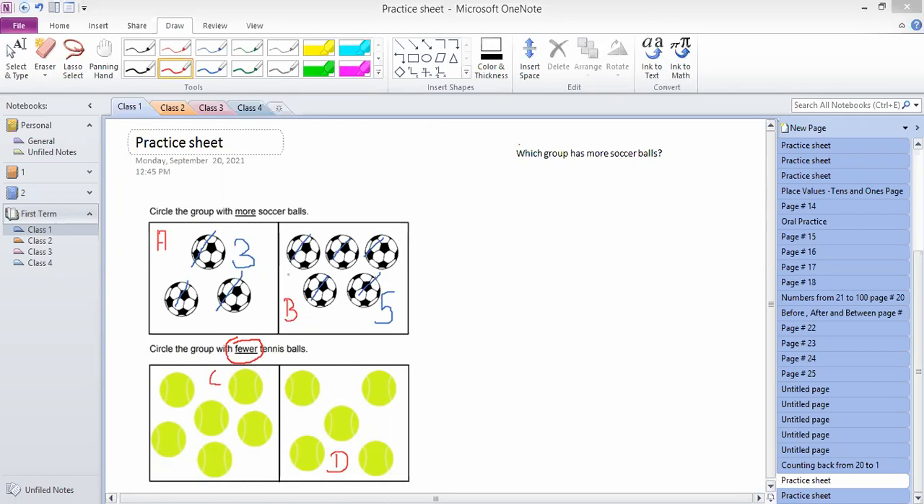Okay, let's check it, guys. What does fewer mean? Fewer means less. Fewer means less. Let's count the number of tennis balls. This is 1. How many balls are there? 1, 2, 3, 4, 5, and 6. There are 6 tennis balls. And in D, 1, 2, 3, 4, and 5. There are 5 tennis balls. So guys, which is smaller? 5 is smaller or 6 is smaller? 5 is smaller.